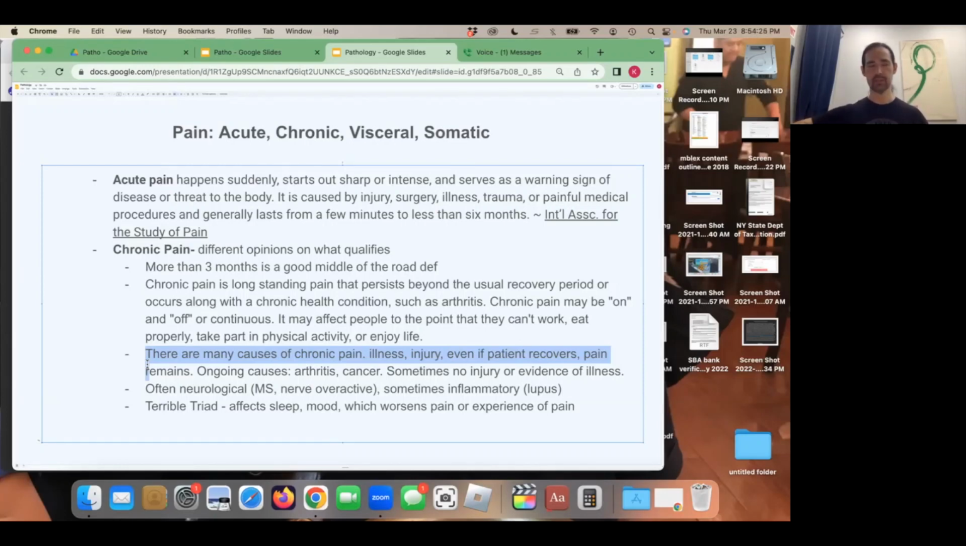The pain has just started, and the medical doctors have not been able to diagnose it. There's often a neurological and often an inflammatory component. So you see it in people who have neurological conditions sometimes, like multiple sclerosis, or nerves that are overactive.